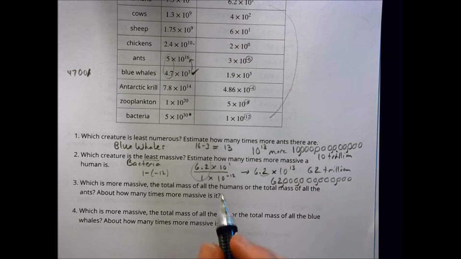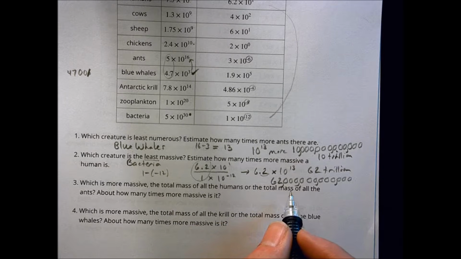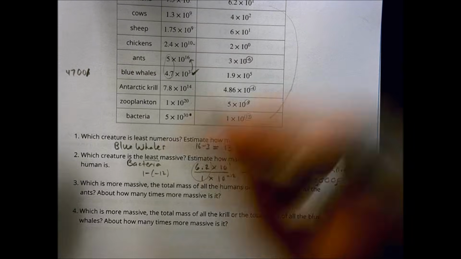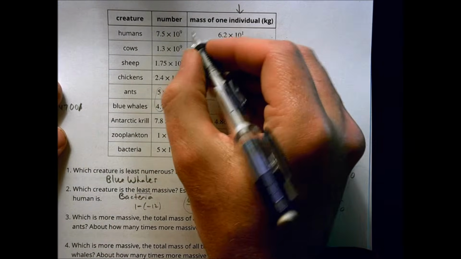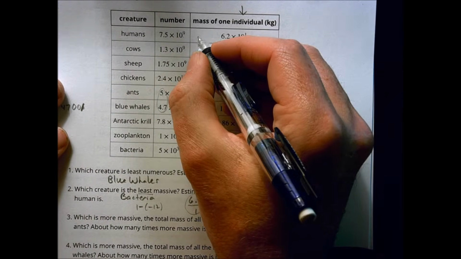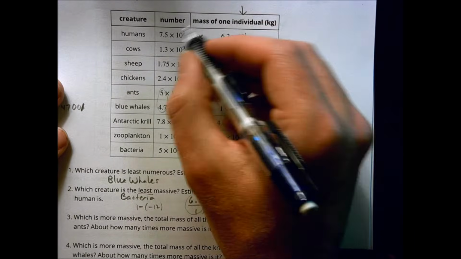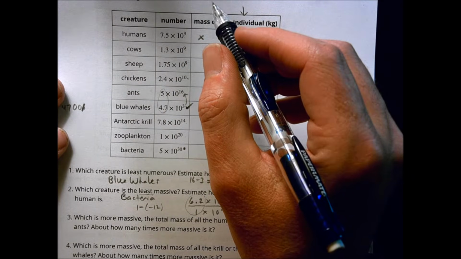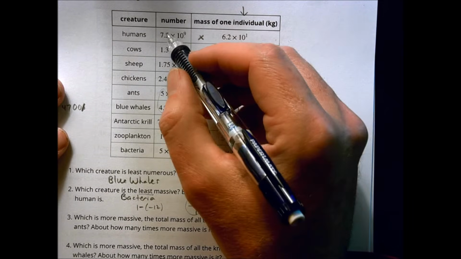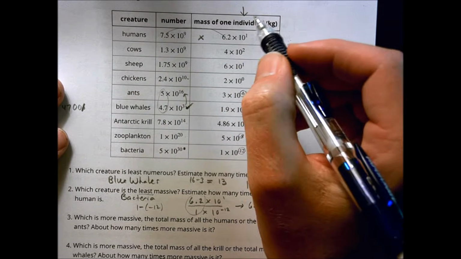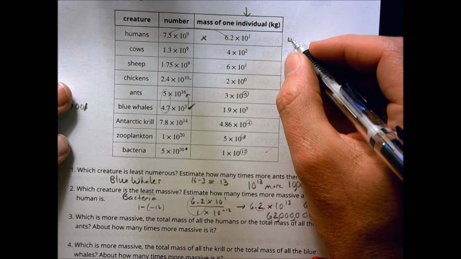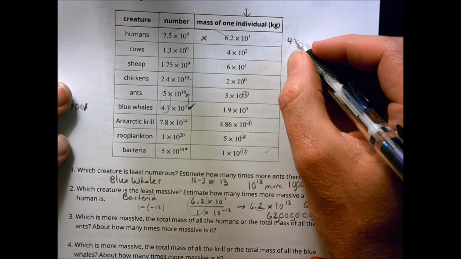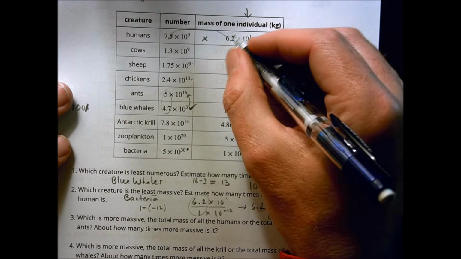Which is more massive, the total mass of all the humans or the total mass of all the ants? To do that, what we have to do is some multiplication between humans and ants to figure out which one has the most. So for humans, this is the number and the mass, and we're going to multiply these two things together. So we have 7.5 times 6.2. If we just estimate it for now, let's say this is about 42. Just for now, let's get rid of the decimals.